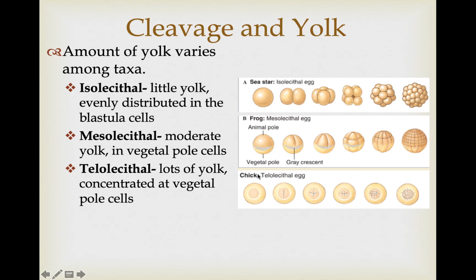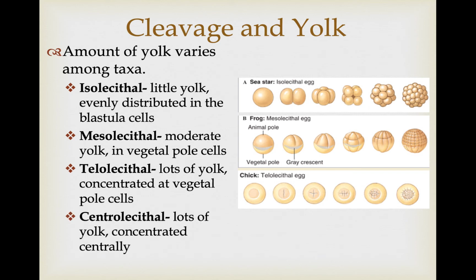In a telolecithal egg, something like you would see in a chicken, there's just a whole lot of yolk. I mean, the zygote is composed in large part of yolk for the developing embryo, and the vegetal pole really is almost the whole thing, and there's just a teeny tiny little patch or plate-like structure on the animal pole where the developing embryo is going to be produced.